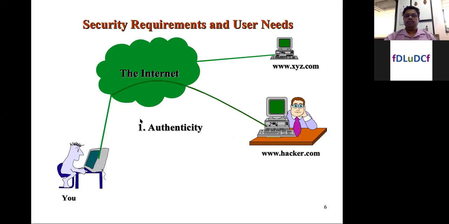Sometimes you might connect to the correct xyz.com and communicate with that web server, but a hacker in the middle may alter the communication and you don't know about it. Someone can, without being detected, alter the internet communication. In this situation, we say we don't have the integrity feature.